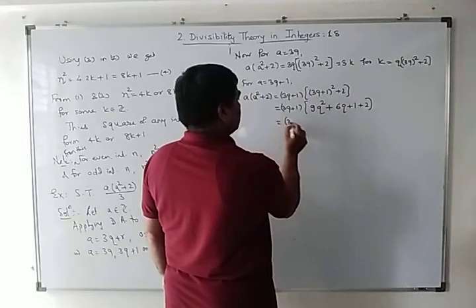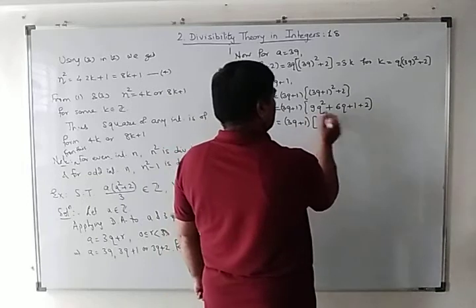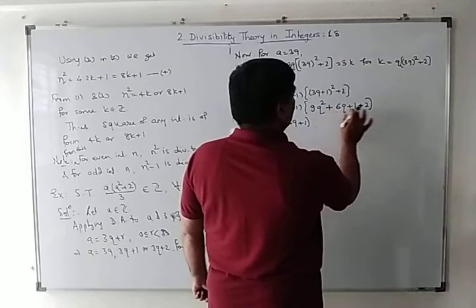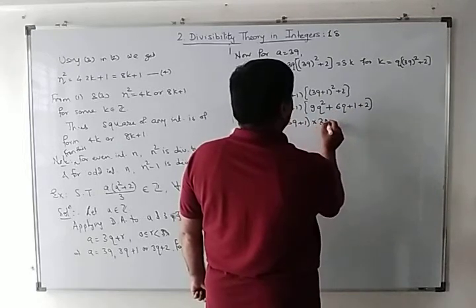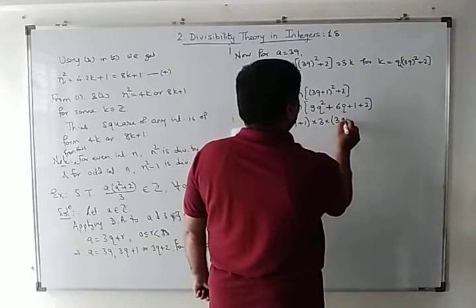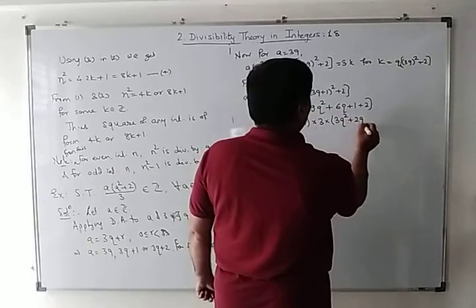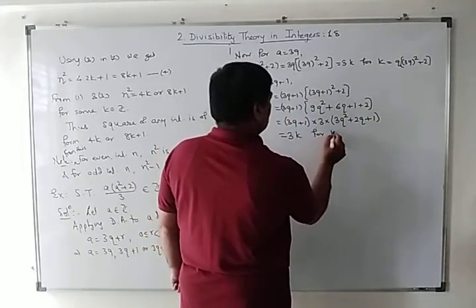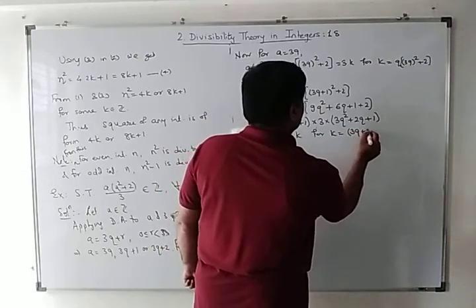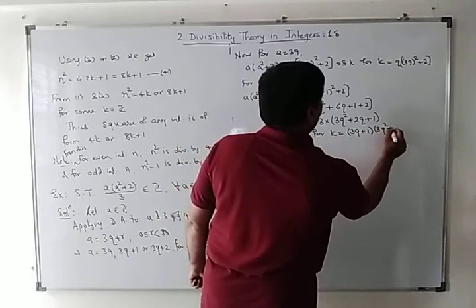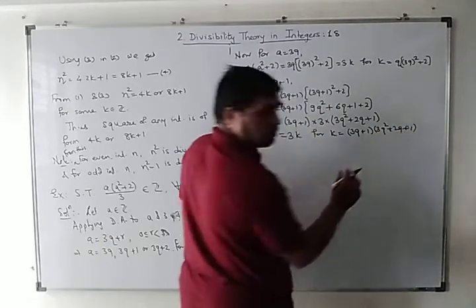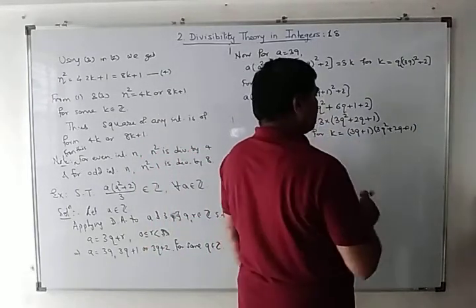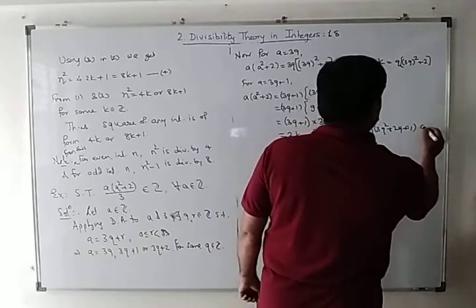Then what will we get? (3q + 1) times, here we will get 9q² plus 6q plus 3. By taking 3 outside, we will get 3 into (3q² + 2q + 1), which is equal to 3 times k, for k = (3q + 1)(3q² + 2q + 1). This is a combination of integers, where addition and multiplication are closed, therefore this must belong to Z.